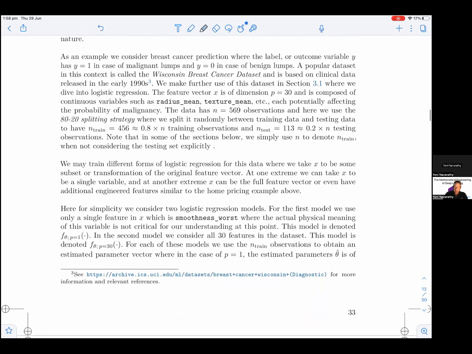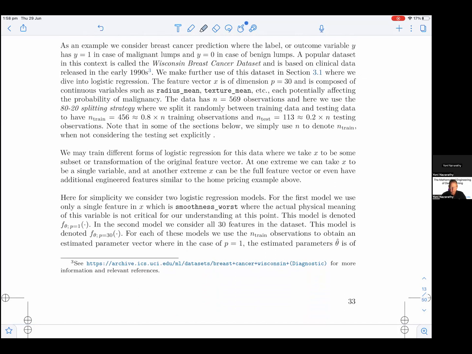As an example, we consider breast cancer prediction where the label or outcome variable y has y equals 1 in case of malignant lumps and y equals 0 in case of benign lumps. A popular dataset in this context is called the Wisconsin Breast Cancer Dataset and is based on clinical data released in the early 1990s. Footnote 3 gives information about this dataset. We make further use of the dataset in section 3.1, that's in the next chapter, where we dive into logistic regression. The feature vector x is of dimension p equals 30 and is composed of continuous variables such as radius mean, texture mean, etc., each potentially affecting the probability of malignancy.